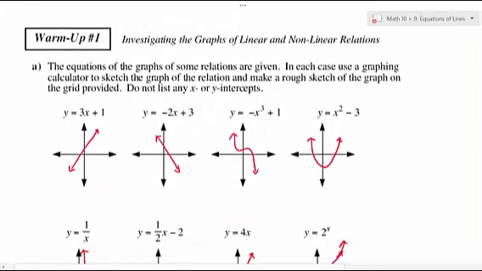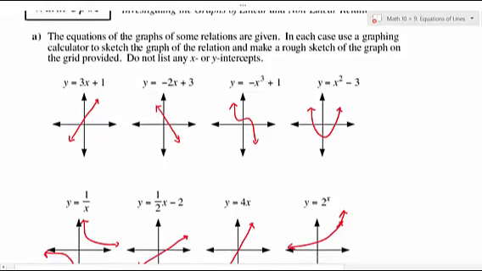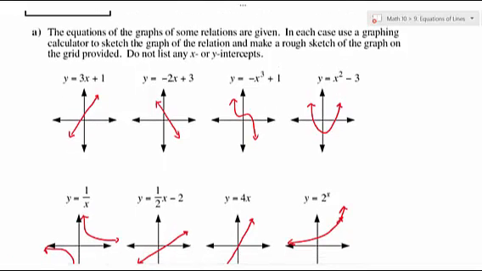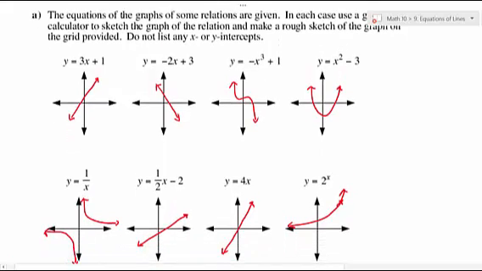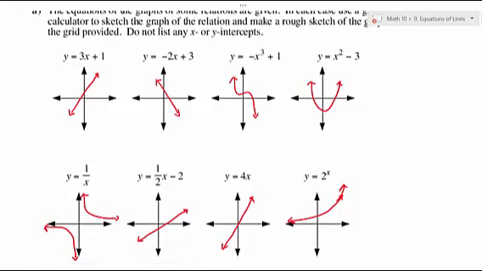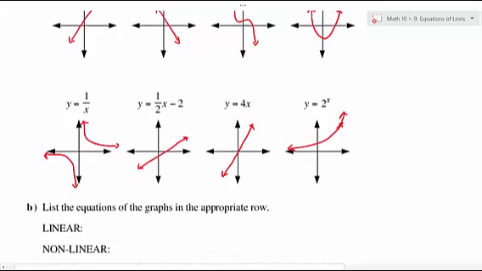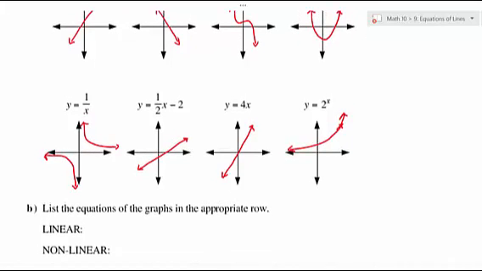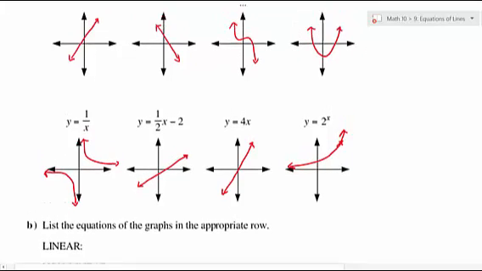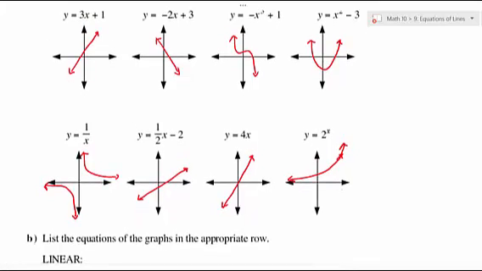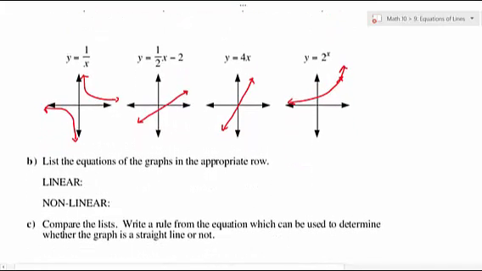All right, here looking at warm-up number 1, I have graphed out a few relations here, okay? So take a look at these relations and their graphs. And what I want you to do is to list the linear and non-linear equations here. Okay, so take a look at these, list the linear and non-linear, then compare the lists and write a rule from the equation which can be used to determine whether the graph is a straight line or not.